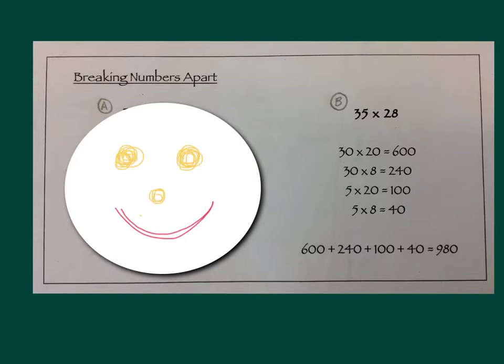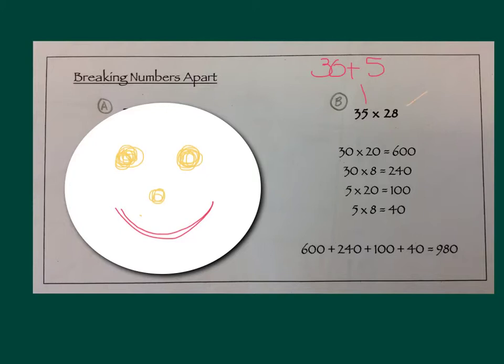Again, you will see that this person has decided to break both of these numbers apart. B, both numbers are broken apart. Let's illustrate that a little bit more. In this situation, the 35 has been broken apart into 30 plus 5. Those are the parts of 35.